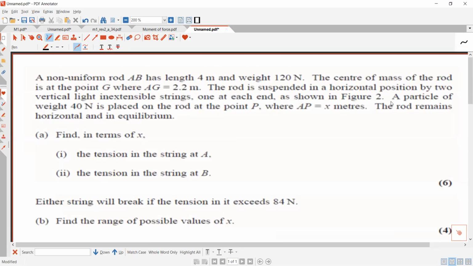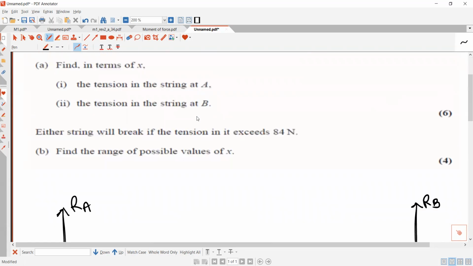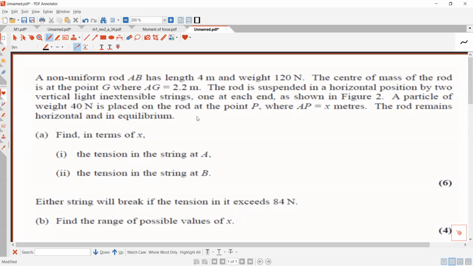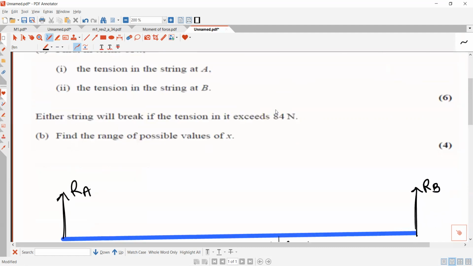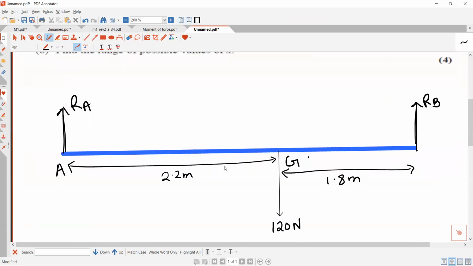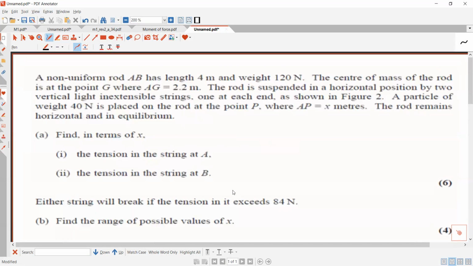A particle of weight 40 Newton is placed on the rod at point P, where AP is X meter. The rod remains horizontal and in equilibrium. We need to find P. Let's say P is somewhere over here. I don't know where P is. How much is it? 40 Newton. So there's going to be 40 Newton here.